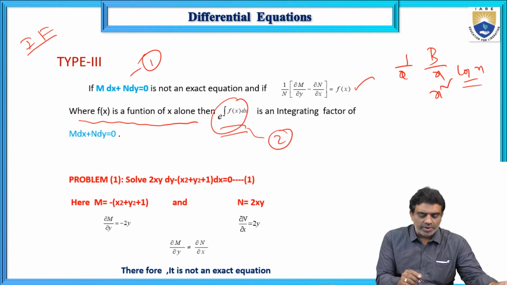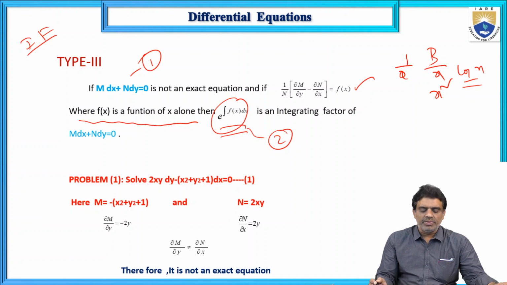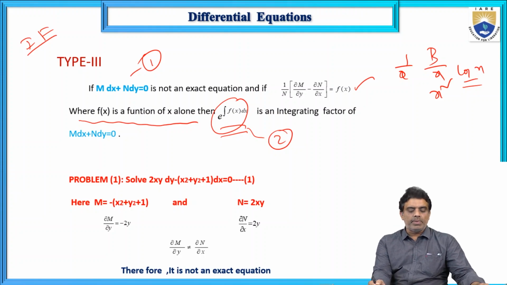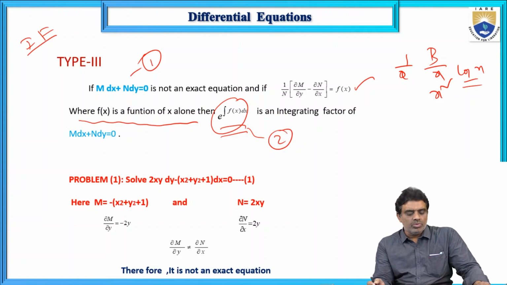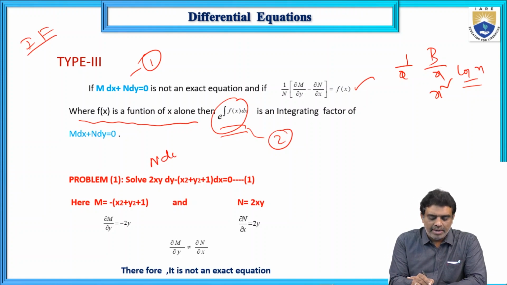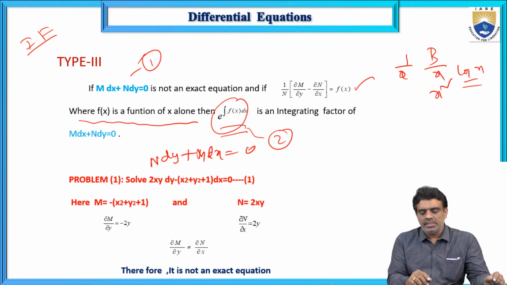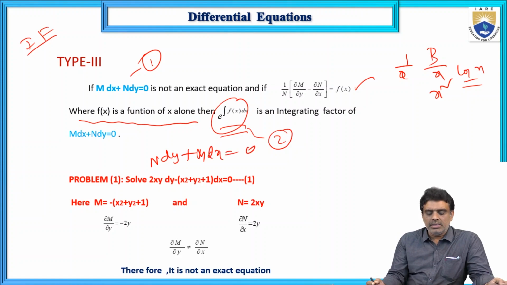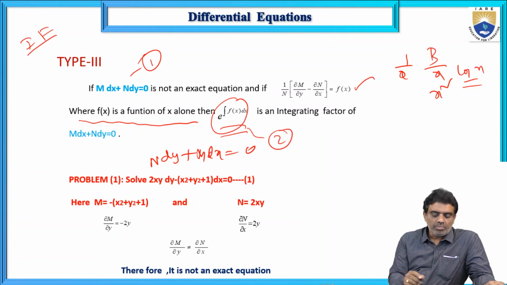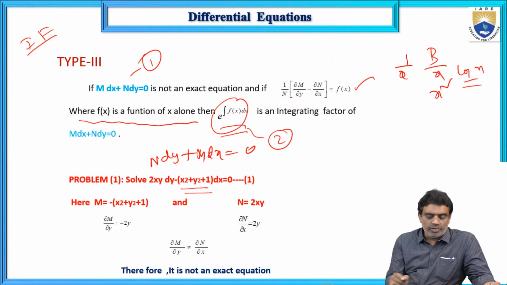Solve the differential equation 2xy dy minus (x² + y² + 1) dx = 0. Clearly it is in the form N dy + M dx = 0. Here M is the second term and N is the first term. So what is M here? M = -(x² + y² + 1), and N = 2xy.